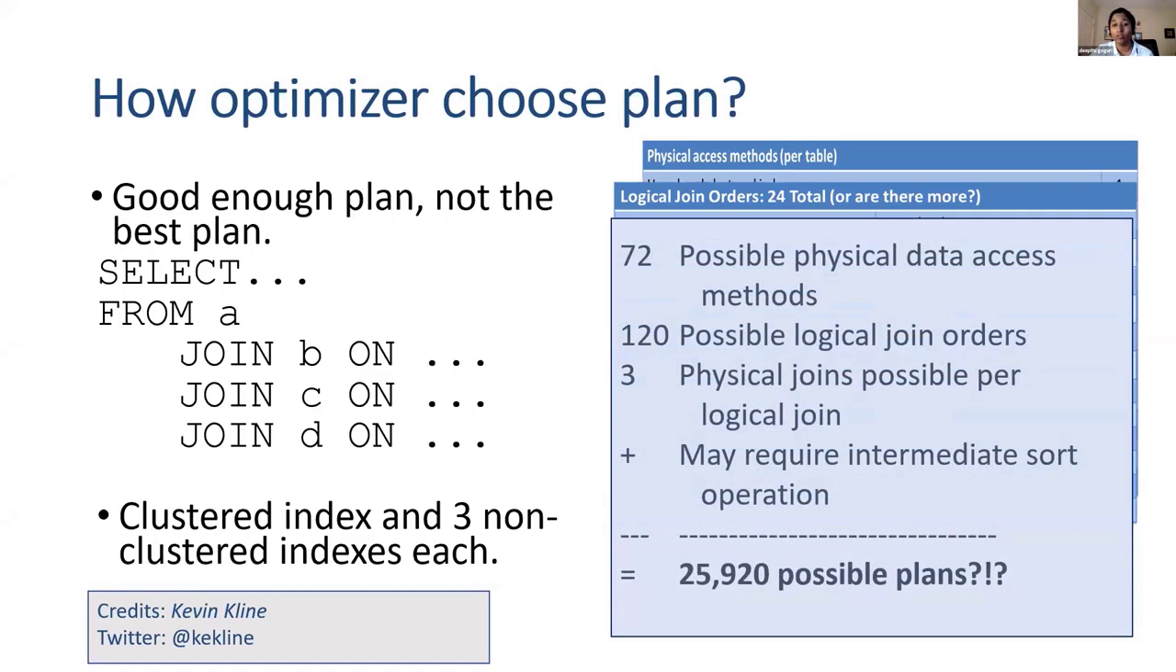And out of total, there are about 26,000 possible plans. It will go ahead and choose to get the best plan. So it will take a lot of time and resources, right? So instead of that, what the optimizer does is it will go ahead and choose a good enough plan in very less amount of time with less amount of resources, and it will use that as the execution plan for the query. And I would like to give a thank you to Kevin Kline for loaning me this example.